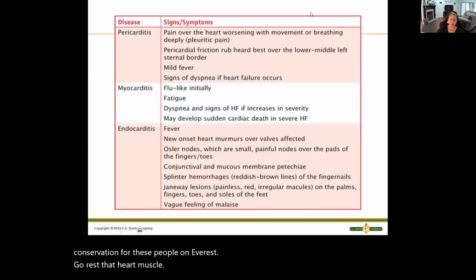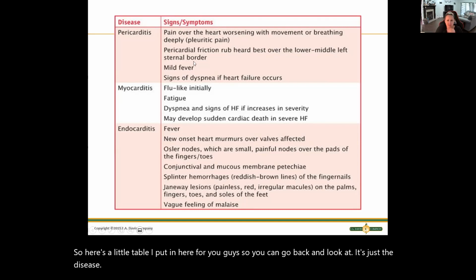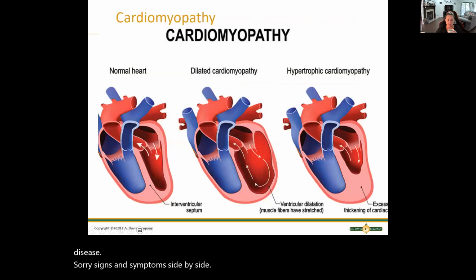So here's a little table I put in here for you guys so you can go back and look at. It's just the disease, signs and symptoms side by side, which sometimes helps to see it like that.